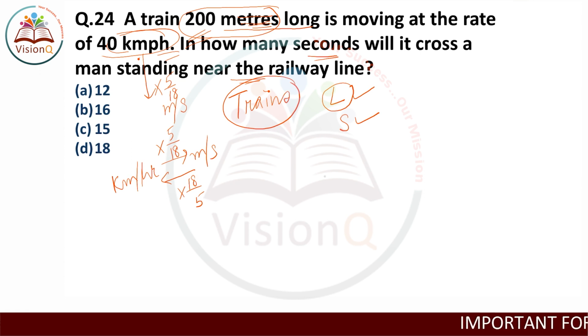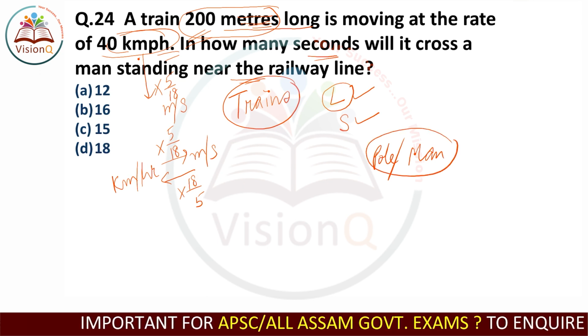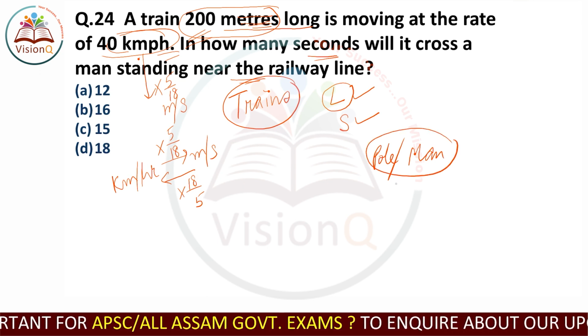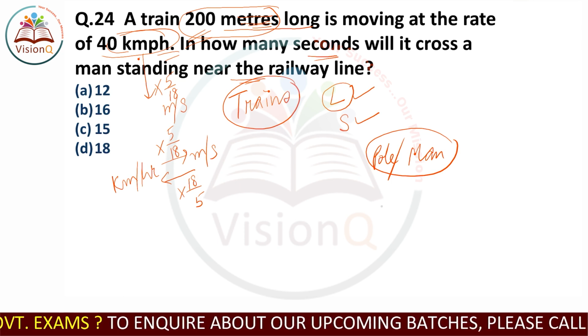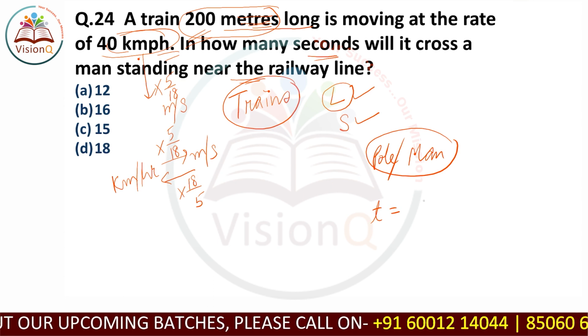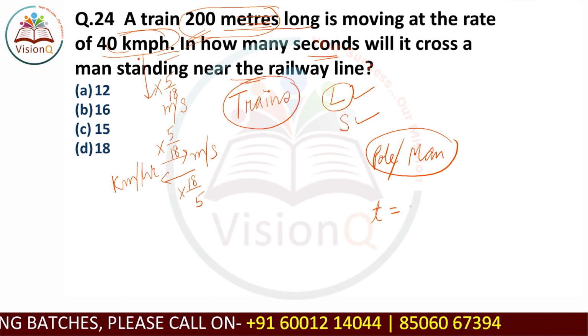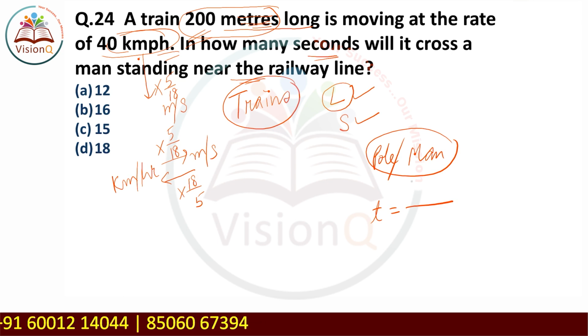Now when a train crosses a pole or any standing man, the distance traveled by this train in crossing the pole will be equal to its length. So the time taken by this train to cross the person or the pole will always be distance by speed. Time is always distance by speed.